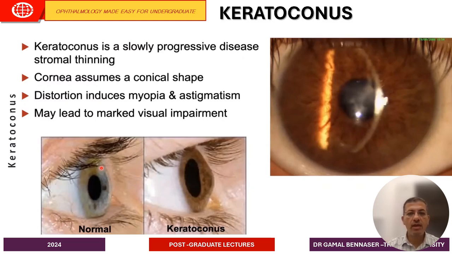So keratoconus is, from a clinical point of view, a slowly progressive non-inflammatory disease that leads to thinning and bulging of the cornea, and as a result will lead to a significant degradation of the image quality. The patient will complain of poor vision, and this poor vision will affect his quality of life. So this is briefly the definition of keratoconus.